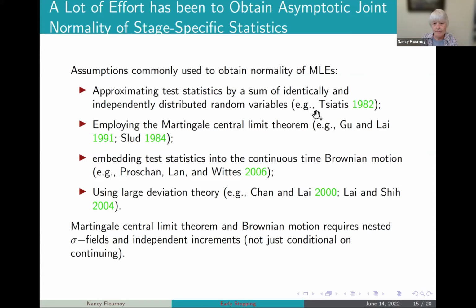So it turns out, however, as I tried to show you up front, we do not have nested sigma fields for this problem. And so the assumptions that people make really lead you to the conclusions of independent increments and normality that they then seem surprised to have found.